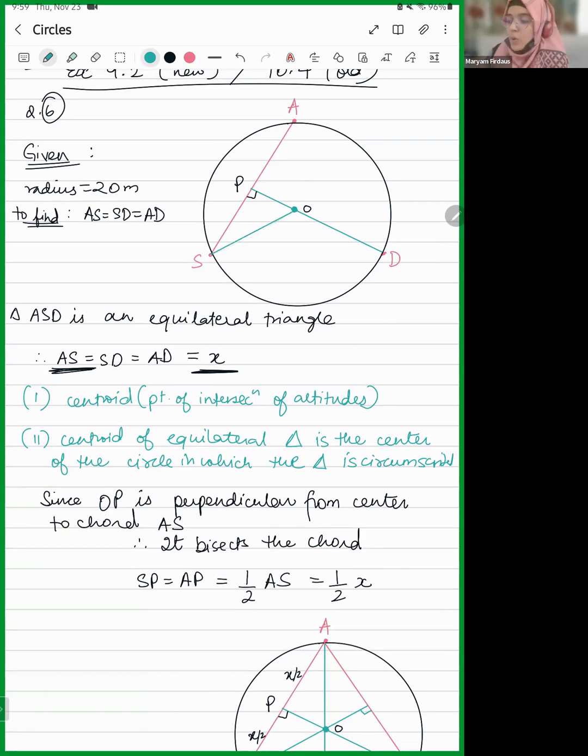OS. OS is equal to how much? Can someone tell me how much is OS equal to? Radius. Very good. Radius, which is 20 meters. Fine, so I'm just going to write 20. This is the radius, so it is 20.